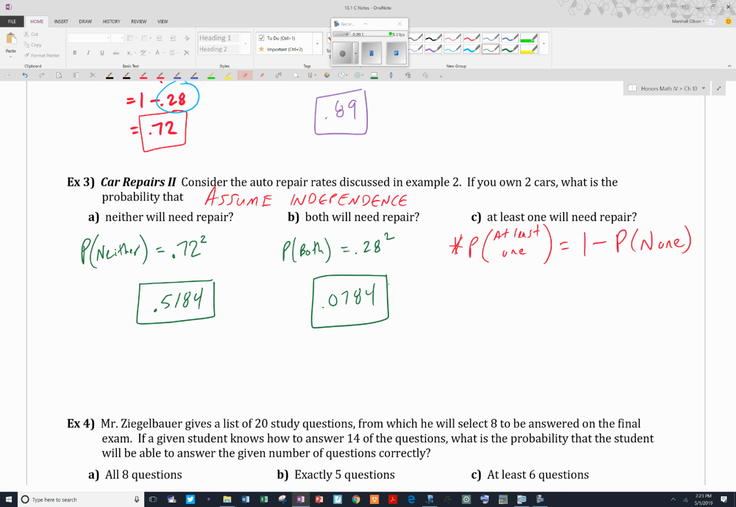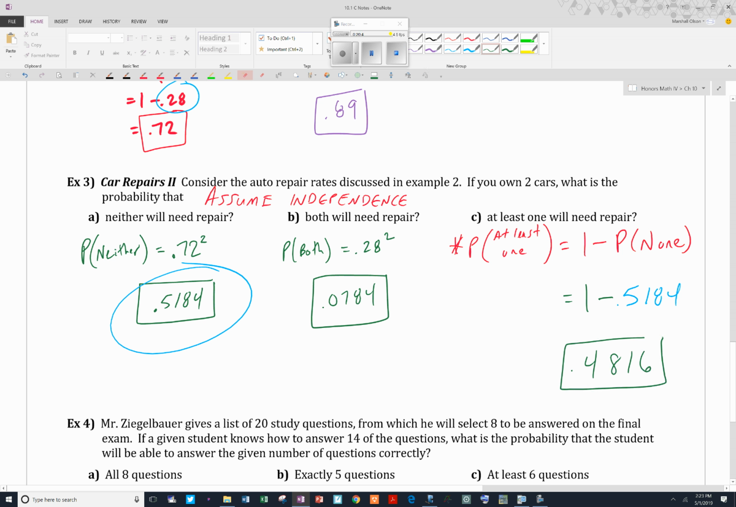Now we already have C kind of started. The probability of at least one is a complement to the probability of none, and we already found the probability of neither of these cars needing repair. It's this 0.5184 that we wrote here before. So the complement to that is 0.4816. Is my math correct there? Yes. Questions on that so far? All right.